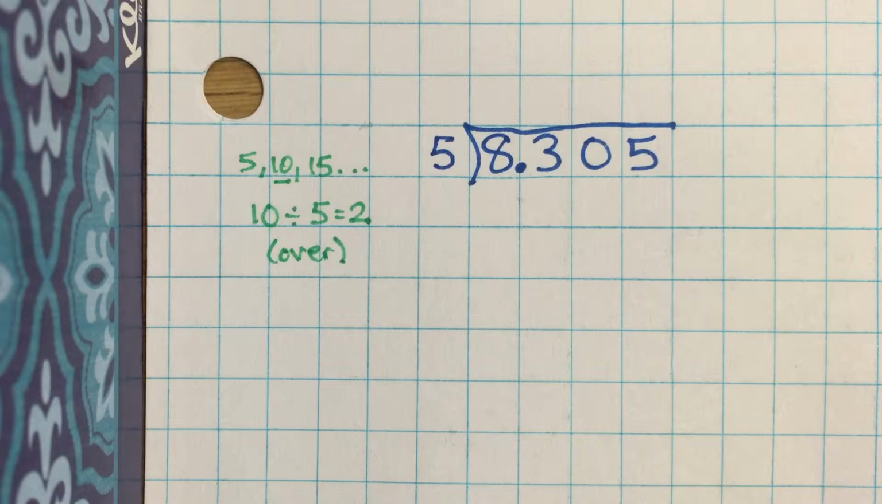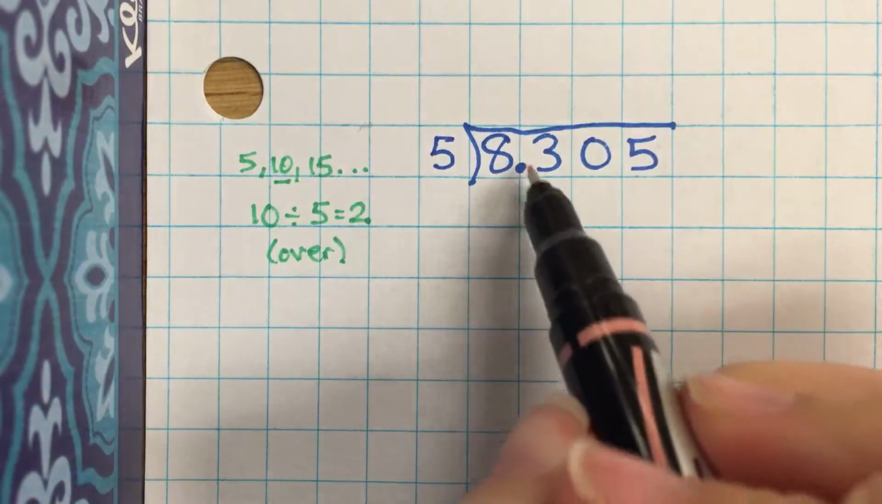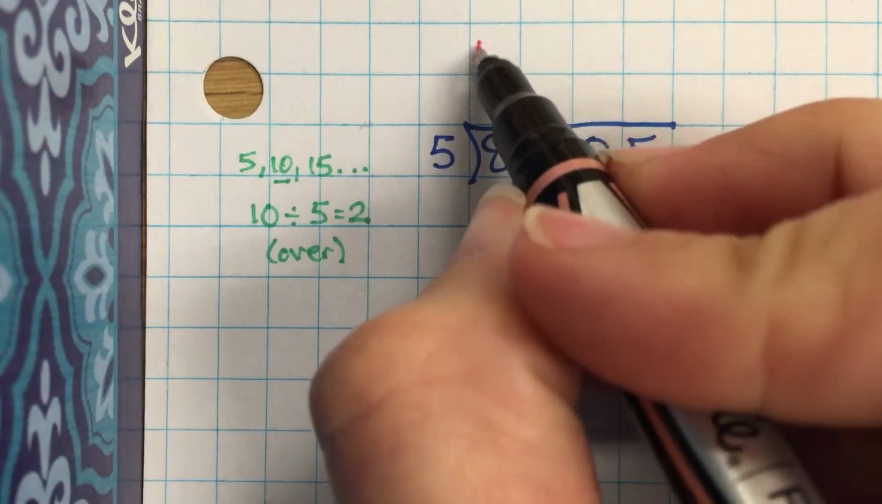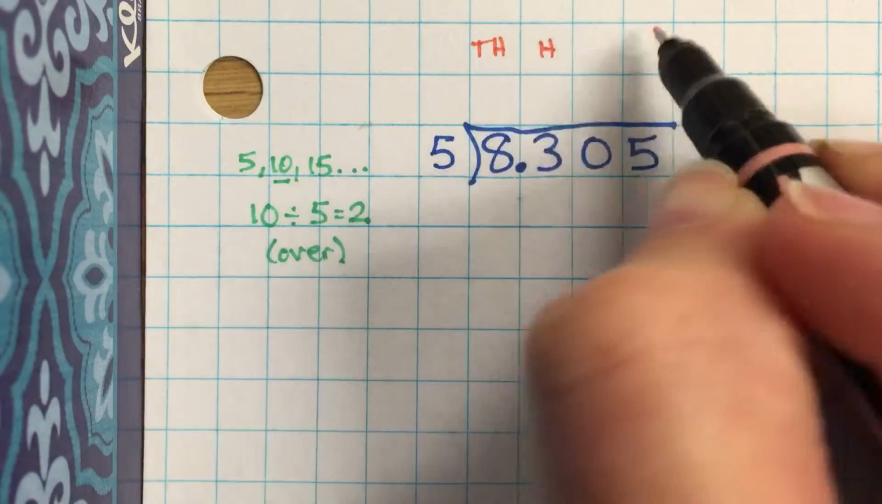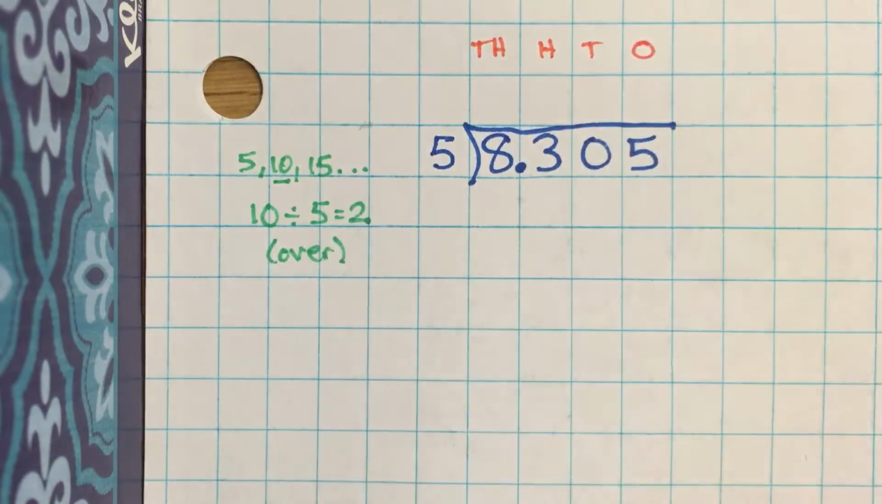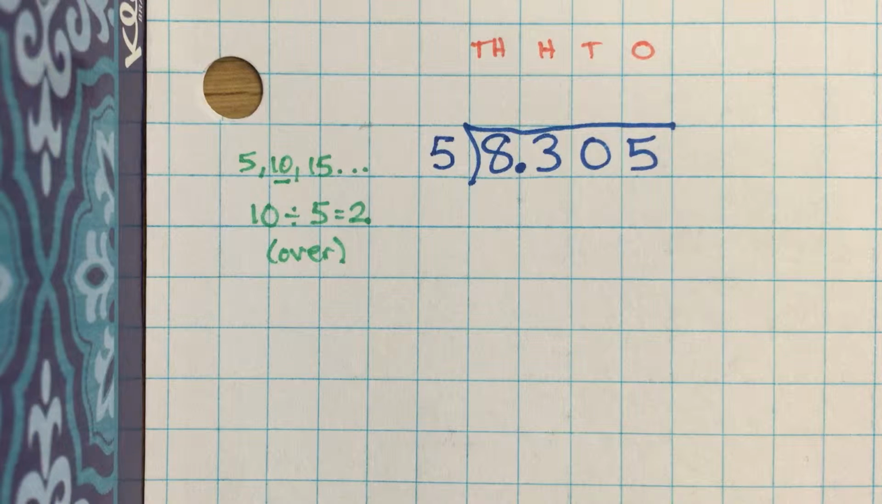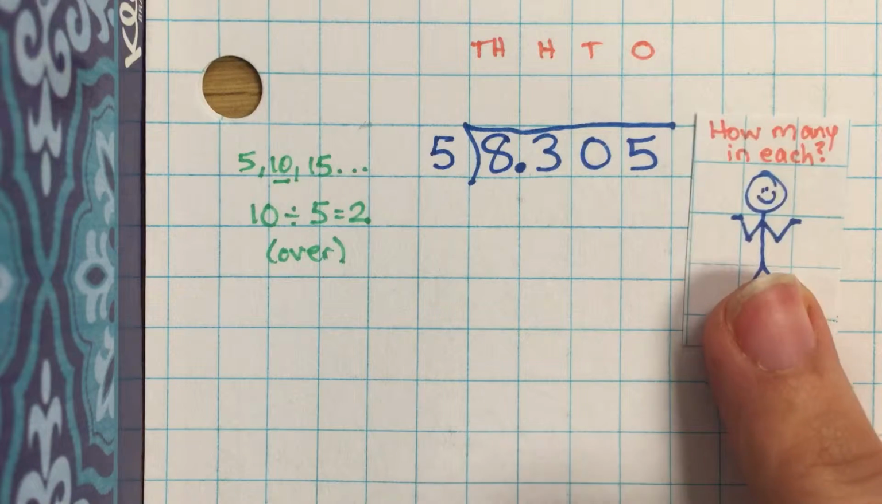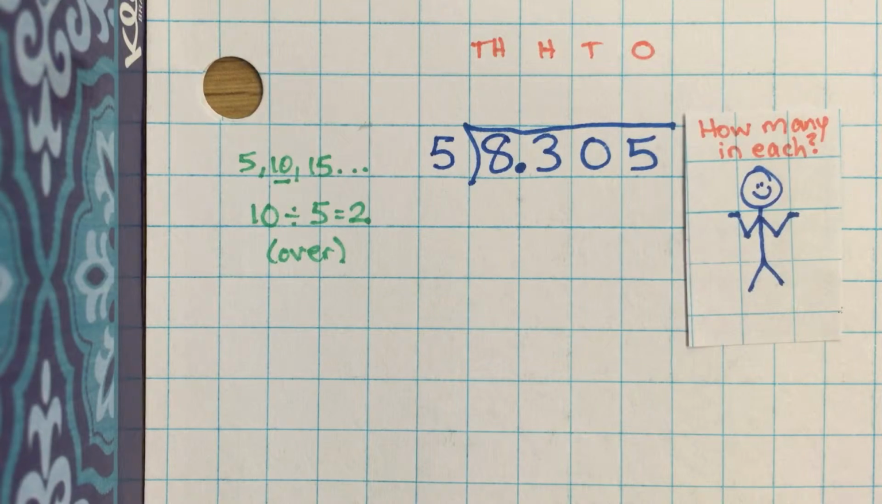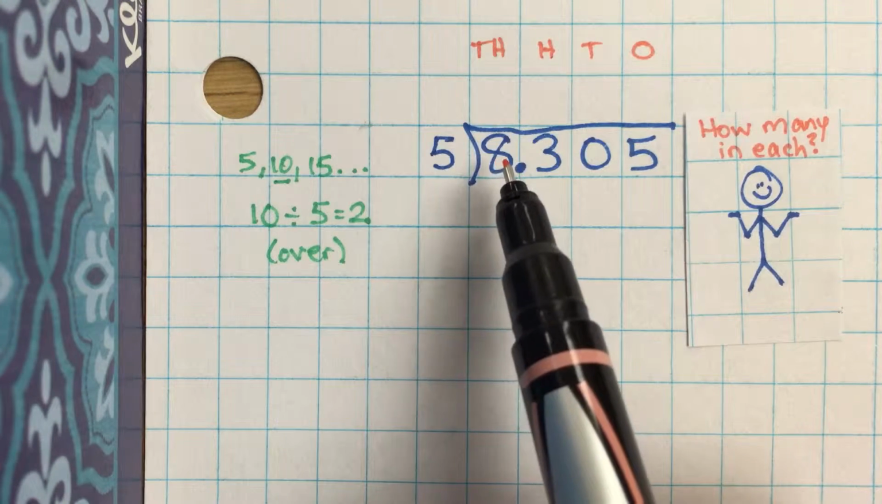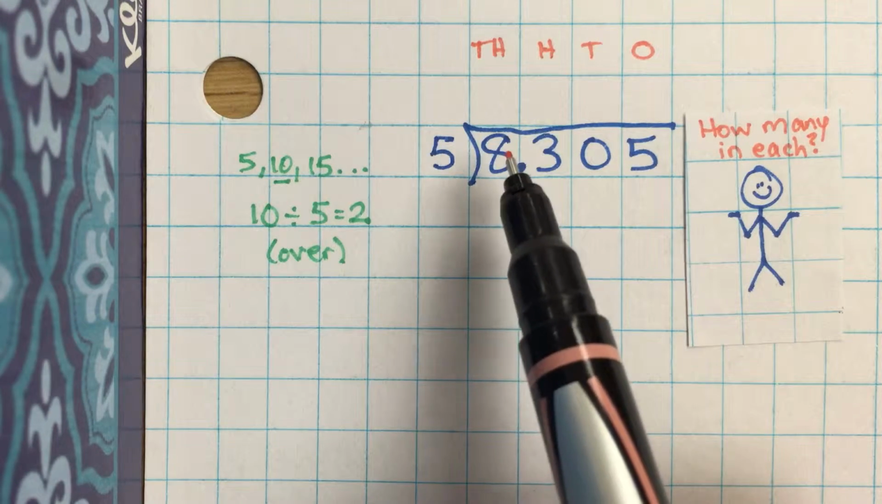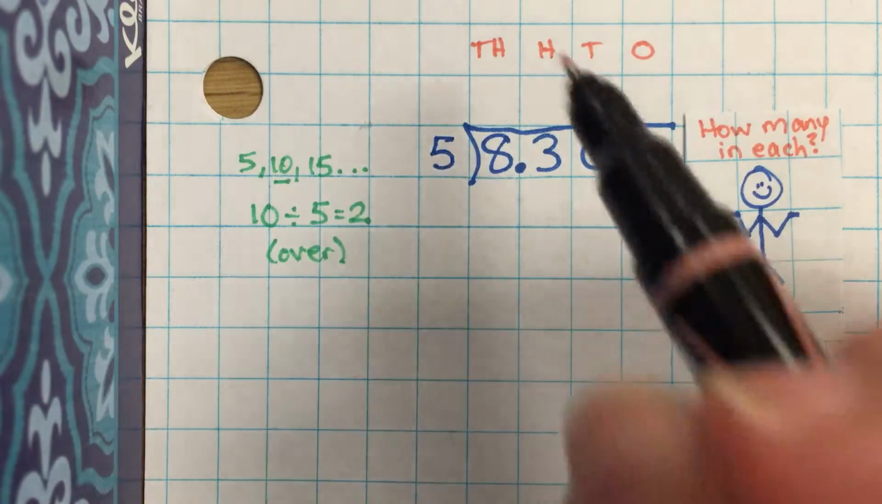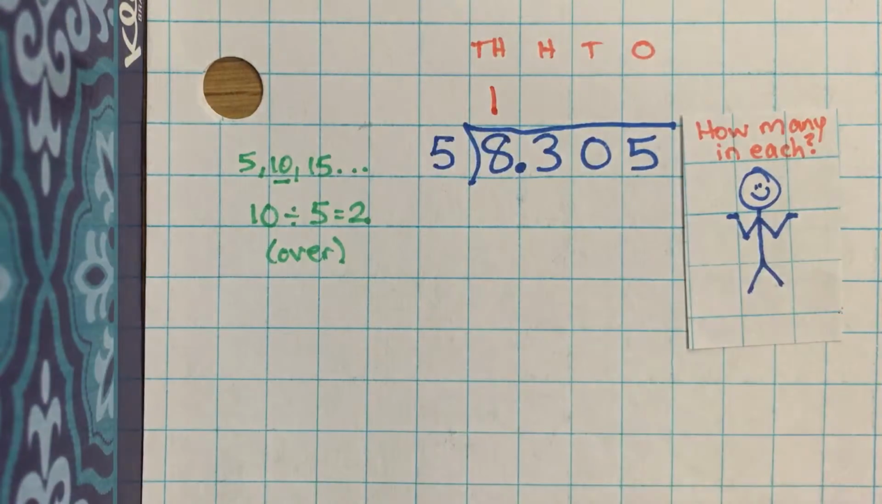Okay, so starting off dividing, I'm going to imagine this is a large number problem. So I'm going to ignore my decimal and pretend that this is thousands, hundreds, tens, and ones. So the first question I want to ask myself, and the first move in our long division dance, is how many in each? So I start with my largest place value column, and I ask myself, how many in each? So if I have 8, and I'm making 5 groups, I only have enough to put 1 in each group.